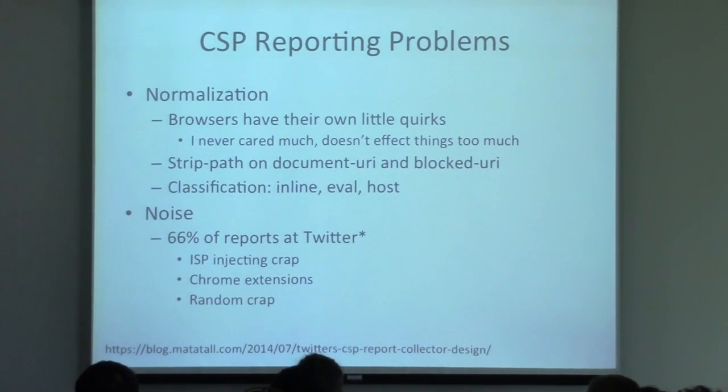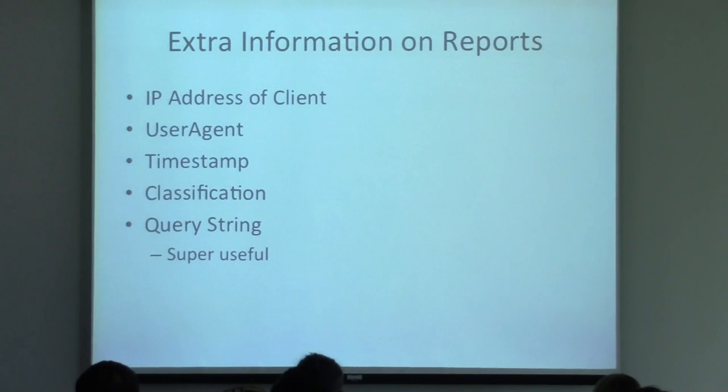A lot of clients, maybe they have malware on their system, are generating reports that you don't want. There's just a lot of noise in the reports, so you want some way to filter those out. Along with the information that's included in all the reports, you also get meta information you can glean. So, you get the IP address of the client. I don't really think it's too useful, maybe if you could prove that certain IP locations are more susceptible to ISP injection or something, but it's there if you need it for some reason.